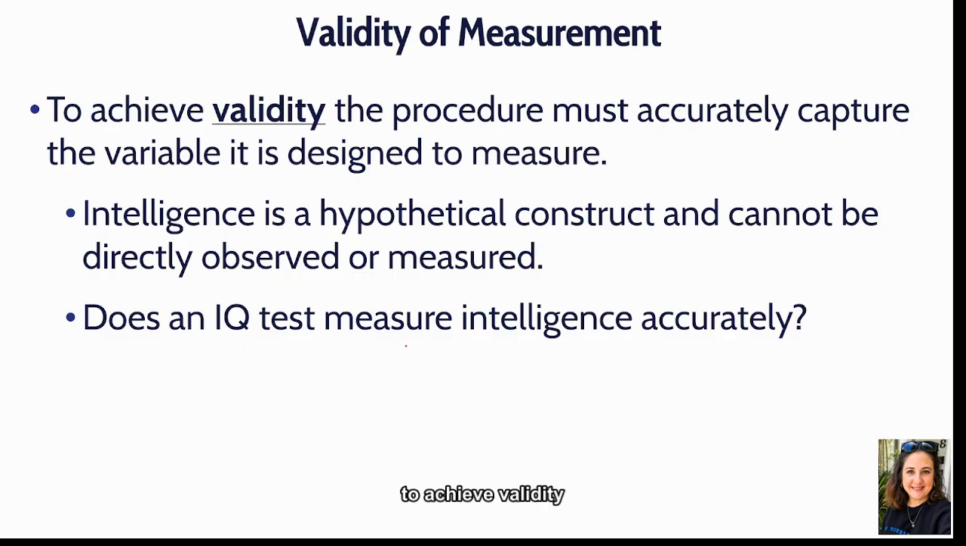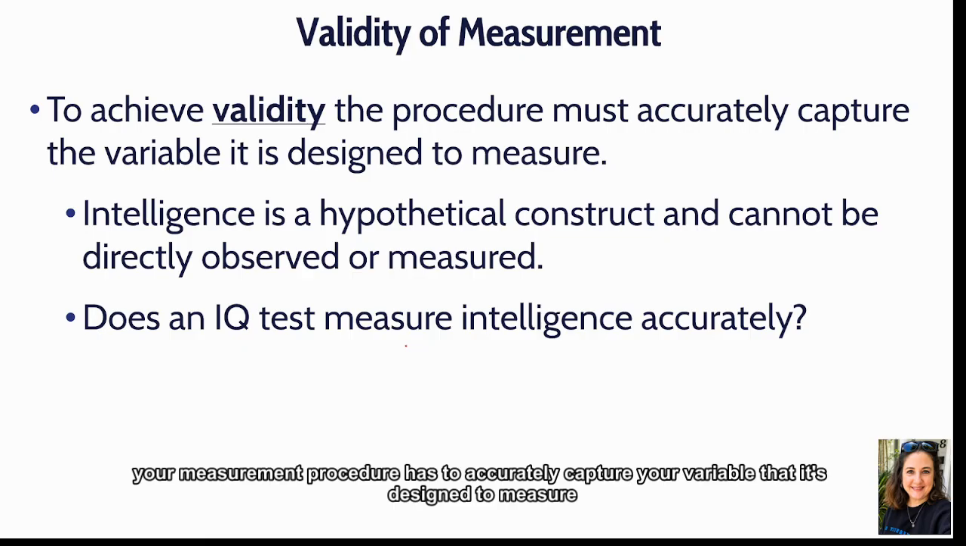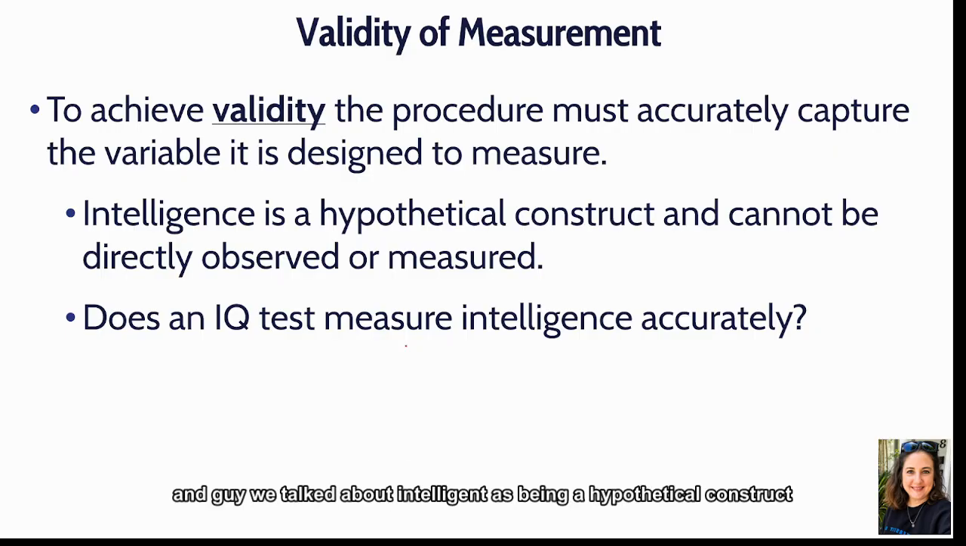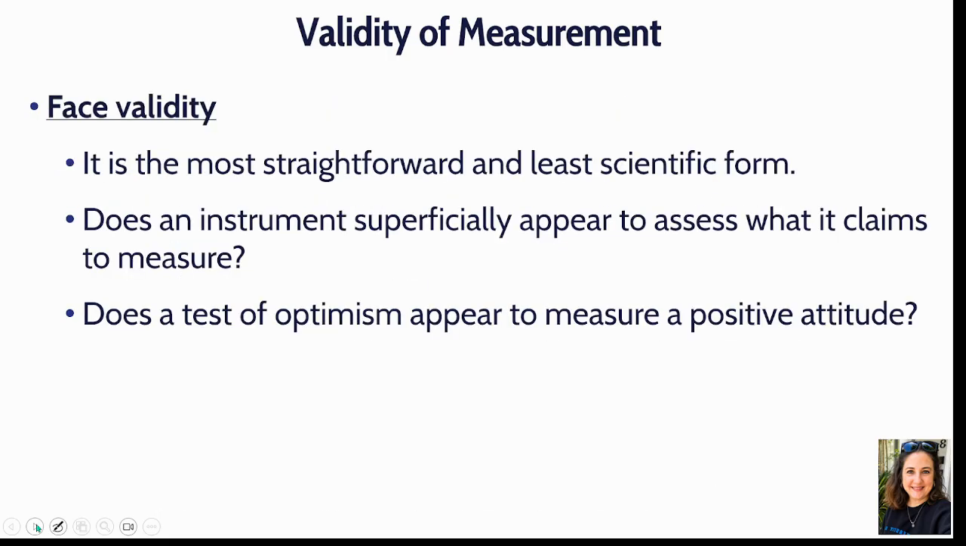Now, to achieve validity, your measurement procedure has to accurately capture the variable that it's designed to measure. Okay, we talked about intelligence as being a hypothetical construct. It's something that's intangible. I can't observe it. Therefore, it's very difficult to measure it. So how do I really know if an IQ test measures intelligence accurately? We have to go through procedures to establish the validity of tests, including IQ tests, so that we can be assured that they're measuring what they say they're going to measure.